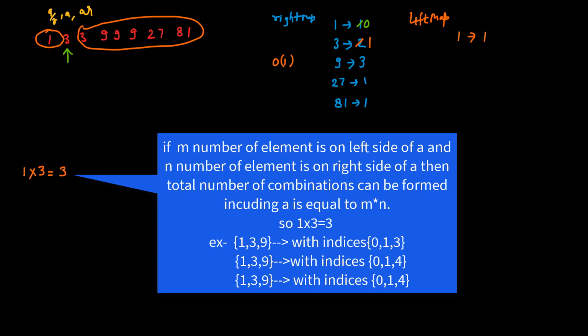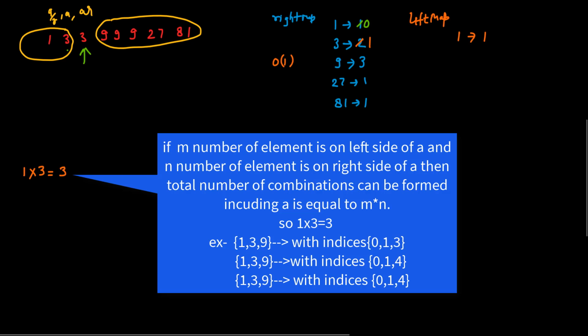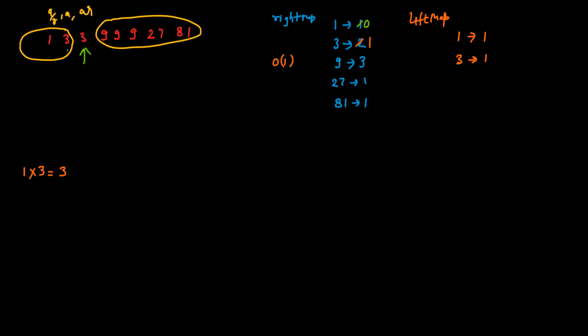Now I'll move this cursor here. So let's do it. This time the processing element is this, and left will be this and right will be this. So the left map will increment the frequency of 3. Now 3 is not there, so we will take the 3 and increment the frequency. And similarly in the right map, we will reduce the frequency of 3, from 1 to 0, because we don't have 3 now.